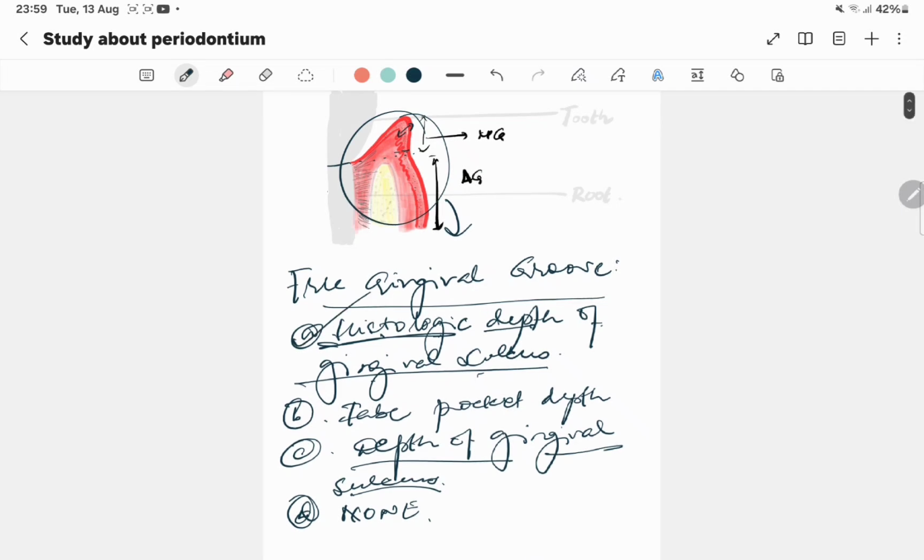So this is the answer. This is the correct answer. The false pocket depth is a confusing one. False pocket depth is not the answer. Depth of gingival sulcus is also not exactly the correct answer. The exact answer is histologic depth.